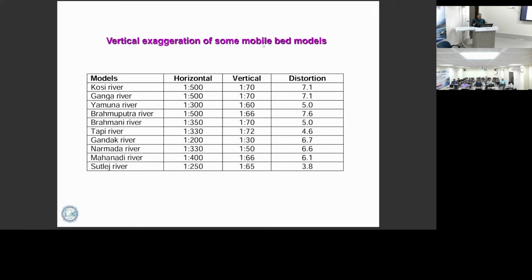See, there are different scales of model in CWPRS. One is Kosi River, 570, Ganga. Generally it is in this ratio. You can see the distortion ratio here. It varies from 3.8 to 7.1. So 3 to 7 is the best distortion, and you will get all the criteria fulfilled in this. Of course there are other numbers like Mach number, Euler number, and these numbers are not predominant. They are neglected. I will explain in the next slide.